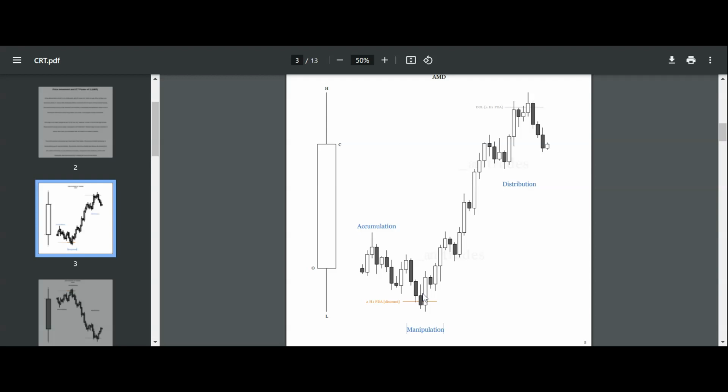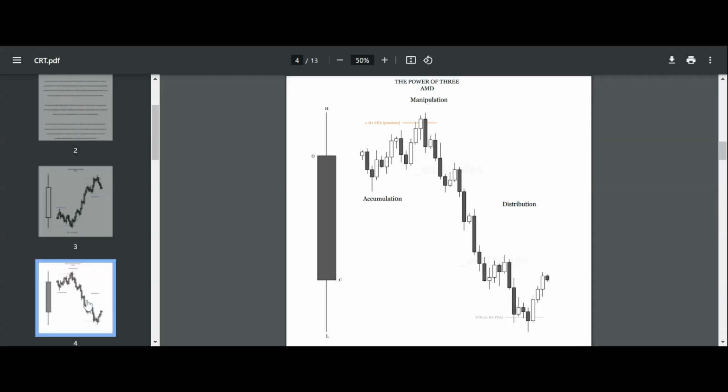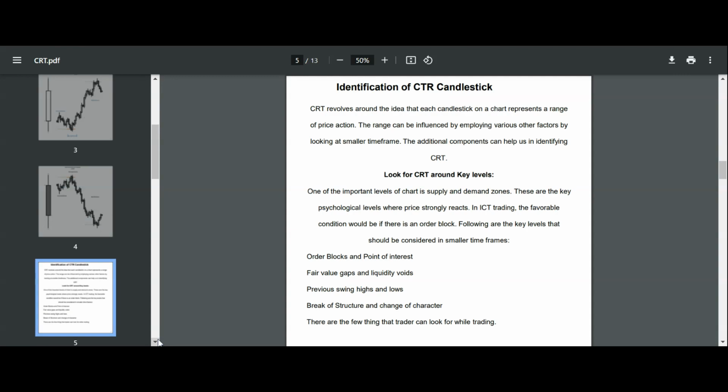Wait for your manipulation and catch the distribution. This will be the quickest trade you ever take. For a bearish example, we have the open, we have the close, we have the high and the low. We have your accumulation on the lower time frames, your manipulation, and your distribution. Moving on.